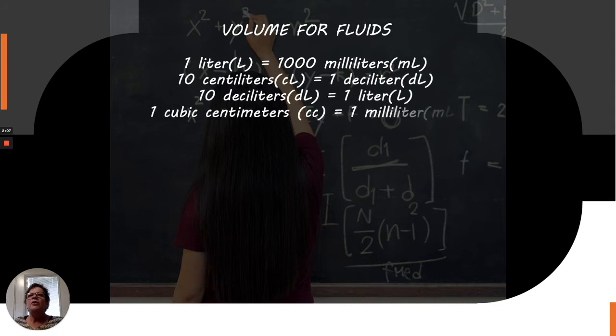One liter equals 1,000 milliliters, and please note milliliters is written lowercase m, capital L. 10 centiliters equals 1 deciliter, 10 deciliters equals 1 liter, and 1 cubic centimeter, which is abbreviated cc, equals 1 milliliter. And those are used interchangeably. So mL, cc, same thing.